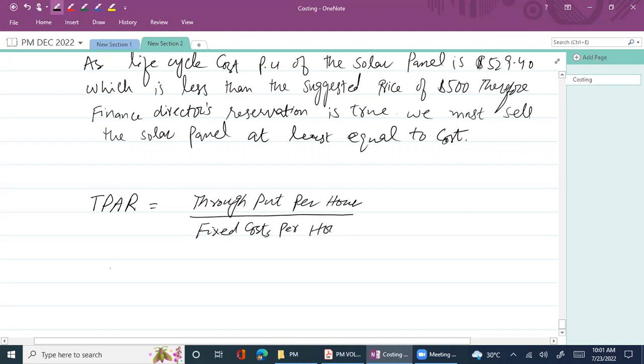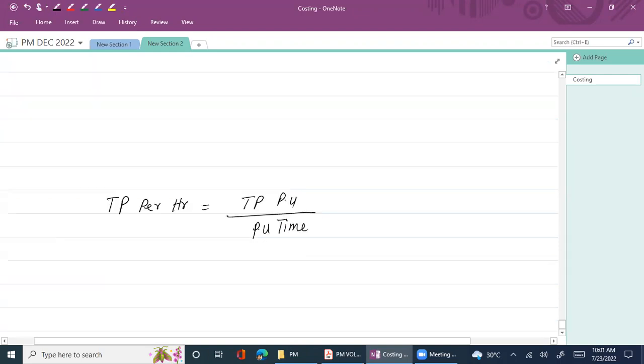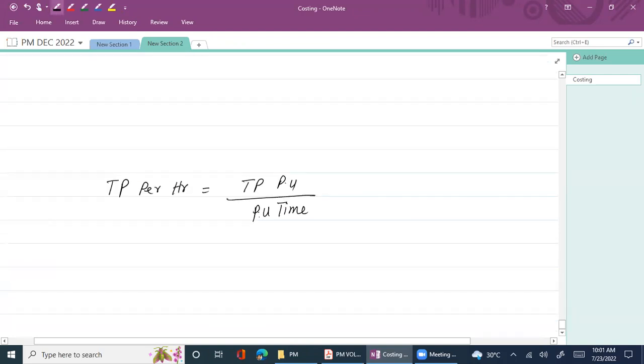Now we will learn how to find the throughput per hour. It's very simple: throughput per unit divided by per unit time. Definitely this time will be the per unit time of the binding constraint. So in this case, the binding constraint is process alpha. If we look at the values of X, Y, and Z, the throughput per unit of X is $70.